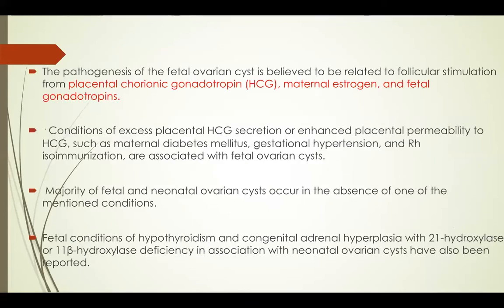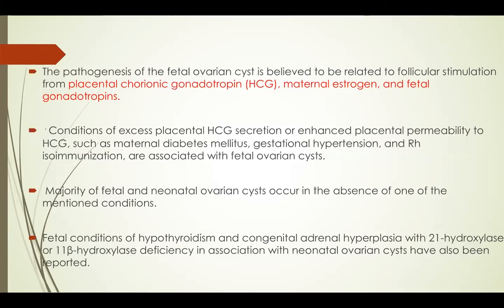So what is the pathogenesis of fetal ovarian cyst? It's believed to be related to follicular stimulation from placental chorionic gonadotropin, HCG, or maternal estrogen, and fetal gonadotropins. Conditions that have excess placental HCG secretion enhance the formation of these cysts, like maternal diabetes, gestational hypertension, and Rh isoimmunization, and those are associated with fetal ovarian cysts. The majority of fetal and neonatal ovarian cysts occur in the absence of the mentioned conditions.